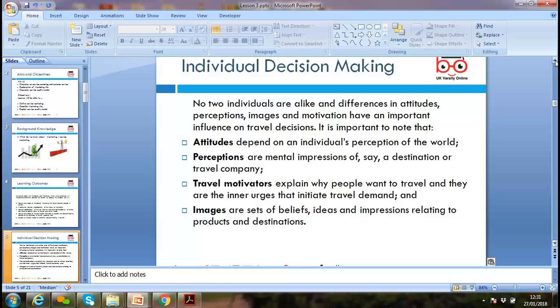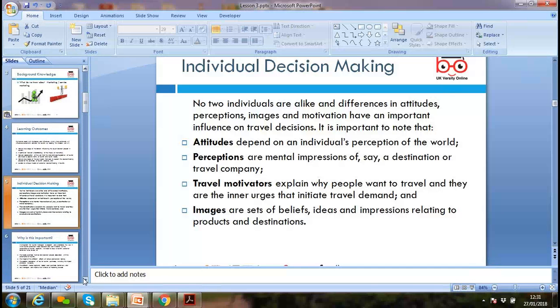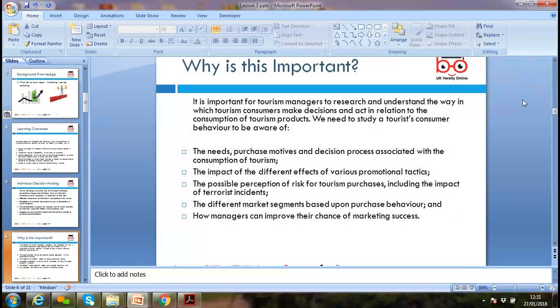Image is a set of beliefs, ideas, and impressions relating to a product or a destination. When we say we are going to Rome, normally we hear the quotation, do what the Romans do. So we need to look around. That's really when we go there, the image is being developed about Rome, and various other cities have a different one. So it is important for tourism managers to research and understand how tourism consumers make decisions and act in relation to the consumption of the consumer product. So we need to look around and we have to do research.